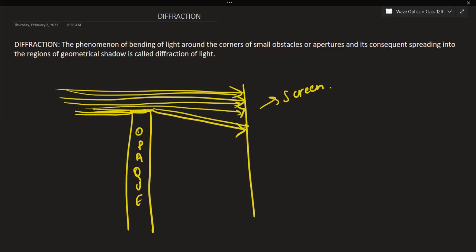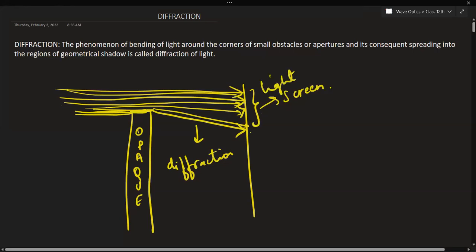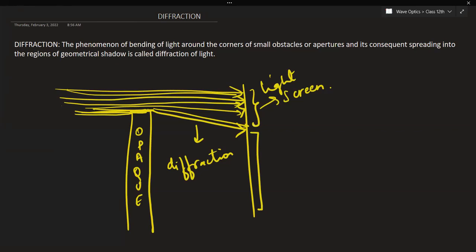So this phenomenon of bending of light around any corner of any opaque object you have, any obstacle you have, any aperture you have, that is known as diffraction. This phenomenon that is occurring here is known as diffraction. Now see, wherever there is light, you will be able to see light on the screen. Wherever these rays will not fall on the screen, that part you will be able to observe as shadow. This is known as geometrical shadow.